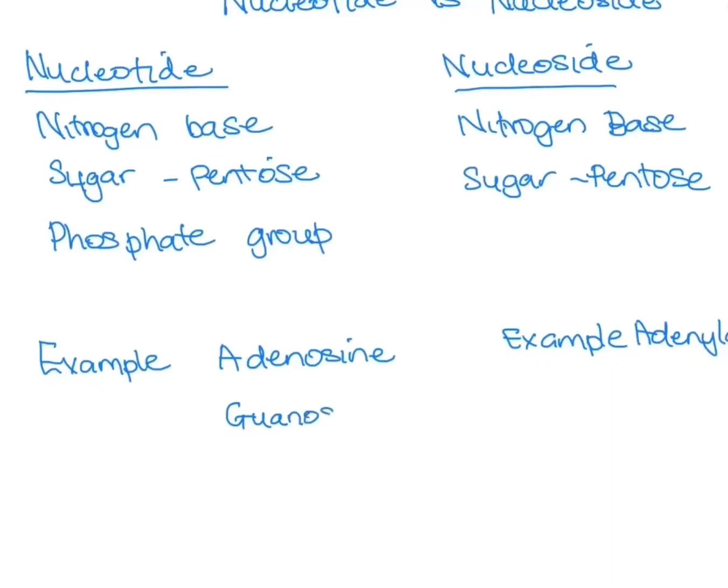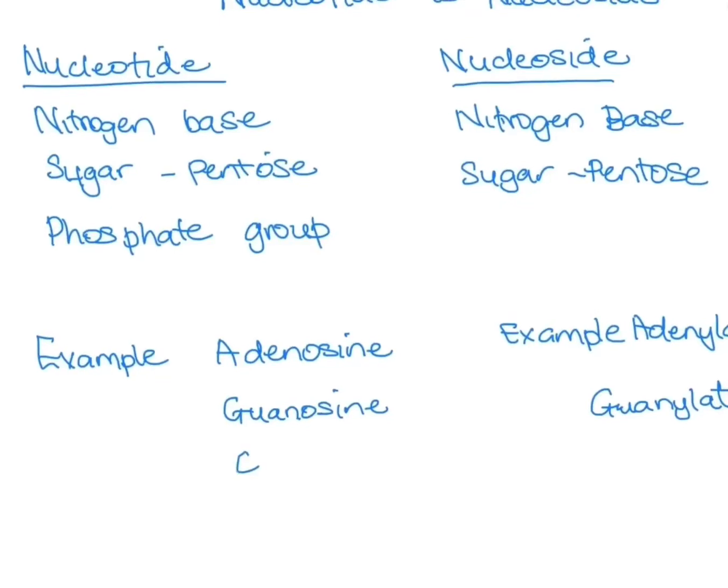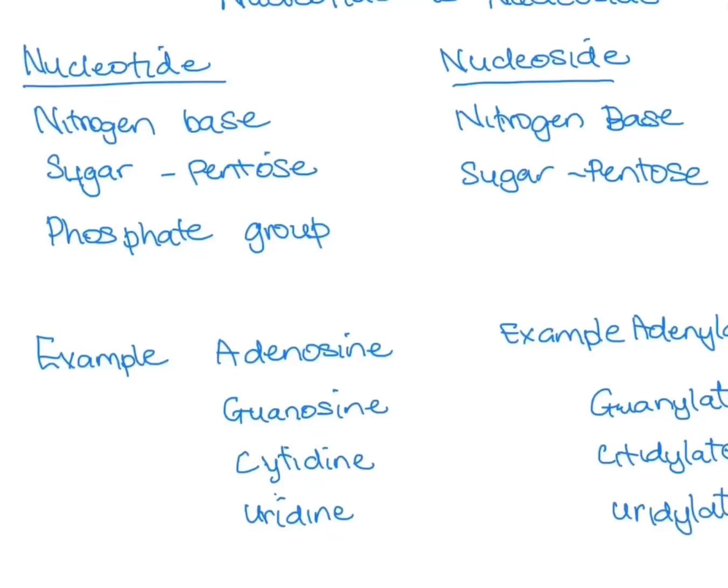So the nucleotide or the nucleoside, they are named based on the nitrogen bases. Example, adenine, the nucleotide is adenosine and the nucleoside is adenylate. For guanine, the nucleotide is guanosine while the nucleoside is guanylate. For cytosine, the nucleotide is cytidine and the nucleoside is cytidylate. For uracil is uridine and uridylate, and thymidine and thymidylate.